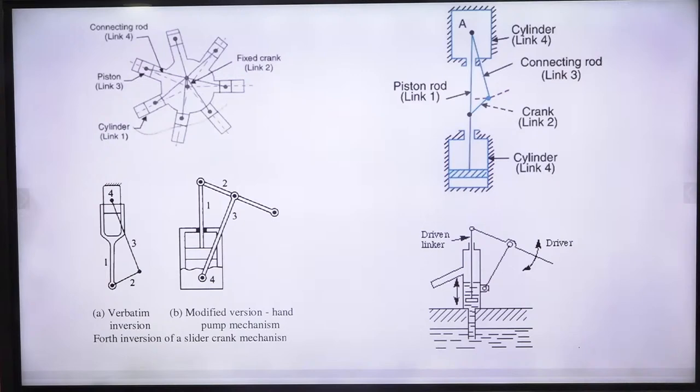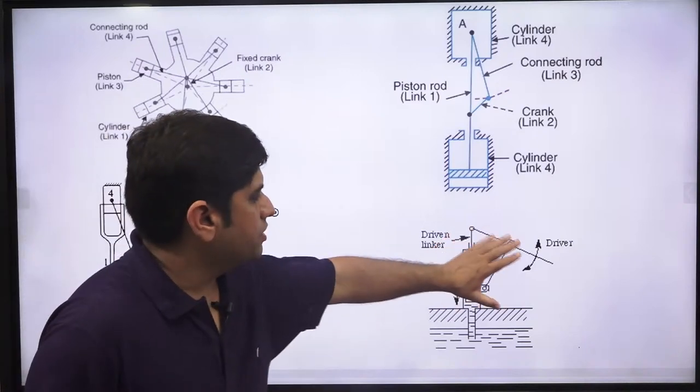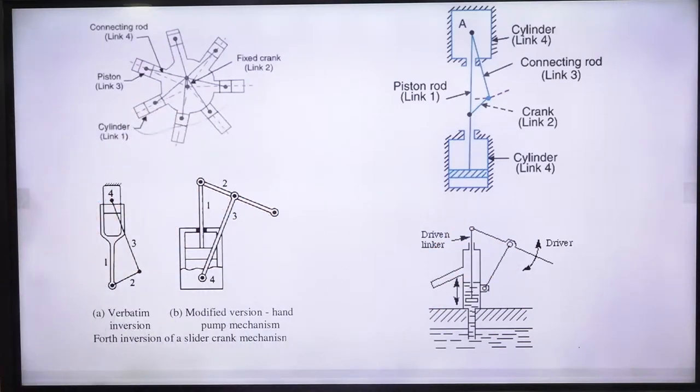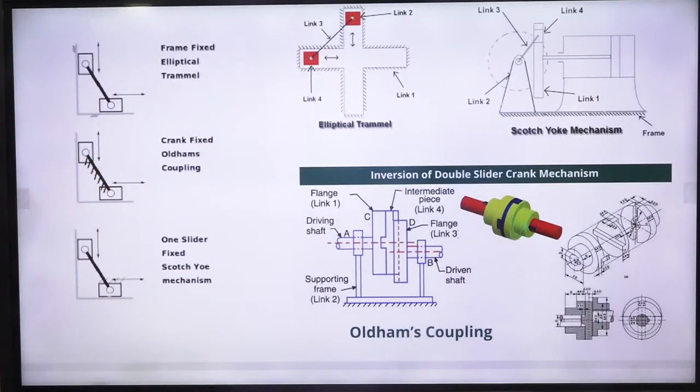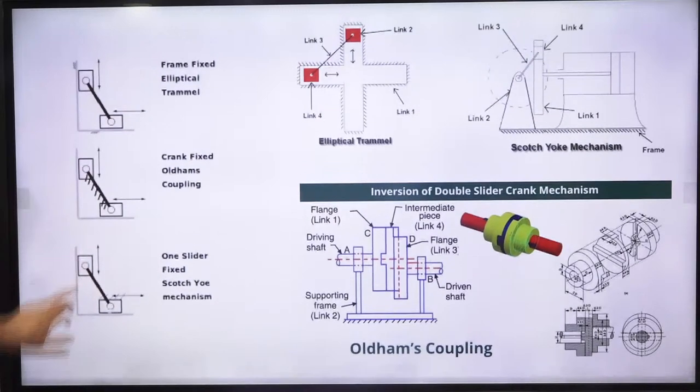Right, so this is how you will use the hand pump mechanism. So fourth link, if I fix, I get hand pump inversion. These are inversions of the double slider mechanism. Jo maine aapko bataya tha, double slider mein, these are the inversions we'll get. So inversions of double slider crank mechanisms are Oldham coupling, elliptical trammel, and Scotch yoke mechanism.